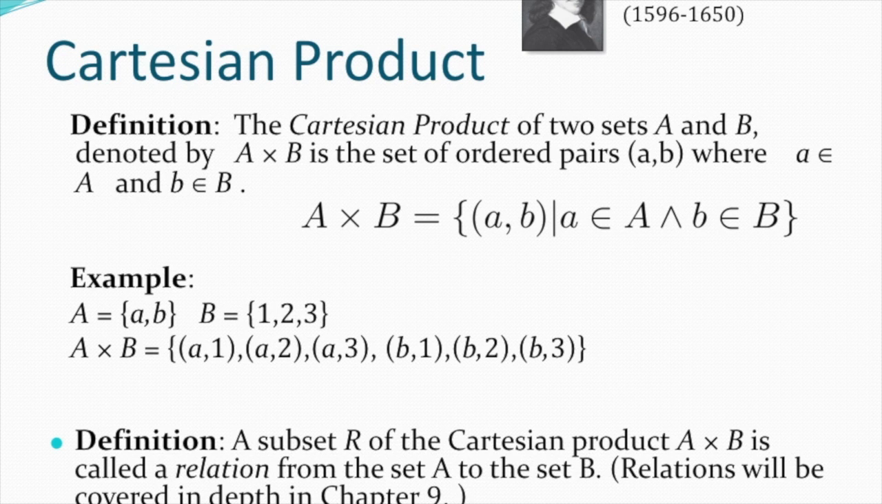Now, the last information you will find about the Cartesian product: if you have a subset called capital R from the result of the Cartesian product A multiplied by B, it is called a relation from the set A to the set B, which is basically what we do in databases as normalization. First normal form and second normal form are basically used in computer science to filter and tune the data in the table using the definition of the Cartesian product.